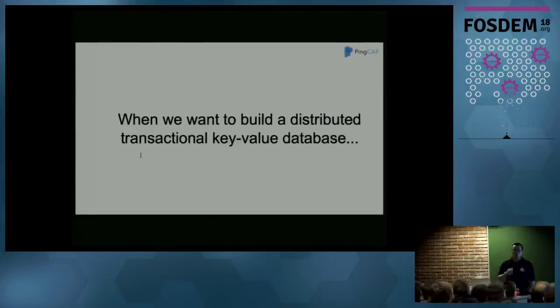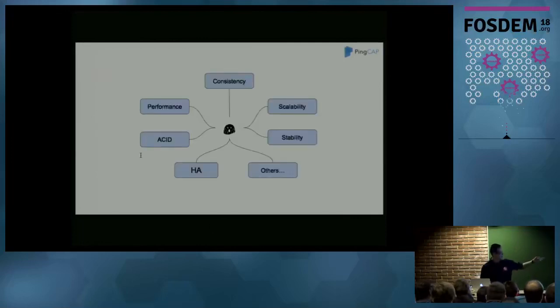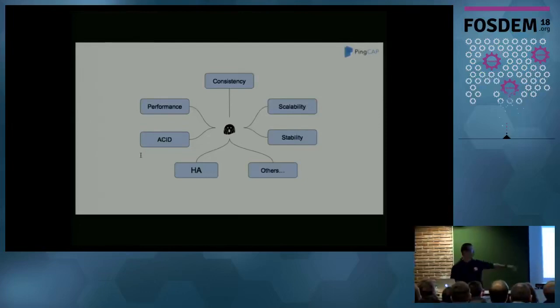So, when we want to build a distributed transactional key-value database, we found that we meet many, many problems and we need to conquer many, many challenges like this. We must guarantee our database has data consistency, is scalable and stable, has high performance and has high availability. Of course, we must let our database follow the SQL compliance and many other problems we need to conquer. So that's an awful nightmare for us.